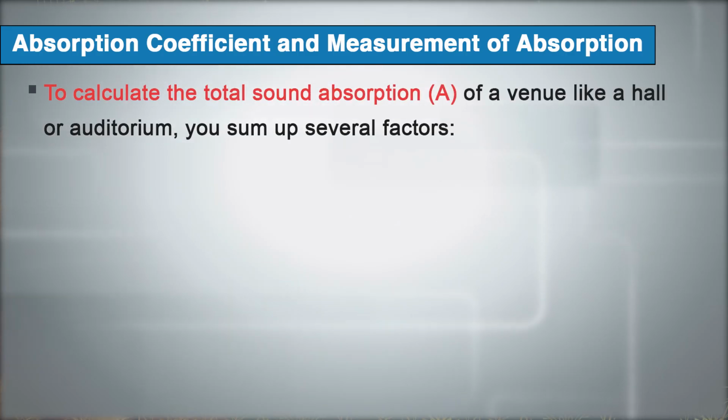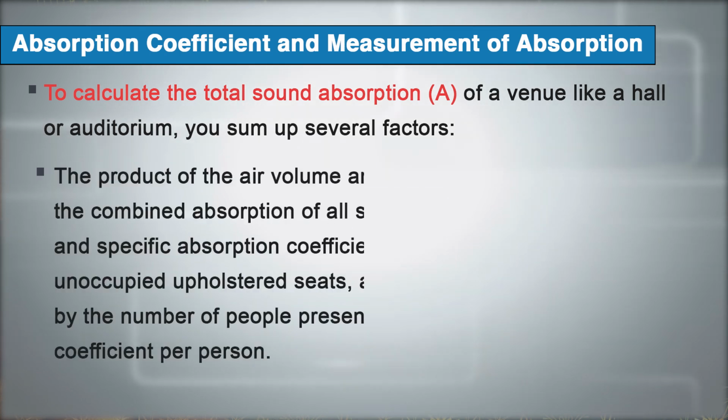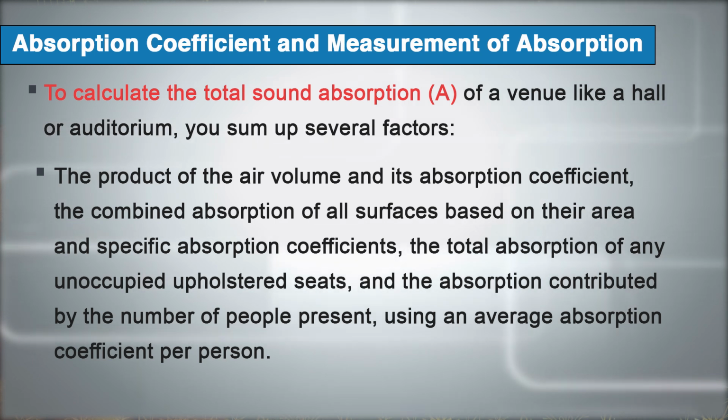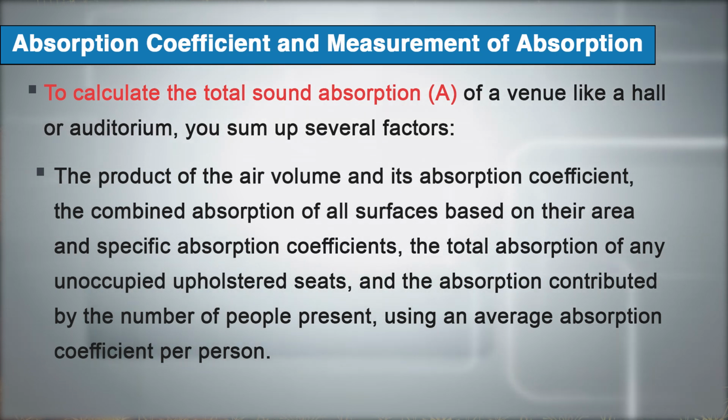The absorption of a surface is calculated by multiplying its area by its absorption coefficient, resulting in a value expressed in meter square Sabins. Now, to calculate the total sound absorption, that is A, of any venue like a hall or auditorium, you sum up several factors: the product of air volume and its absorption coefficient, the combined absorption of all surfaces based on their area and specific absorption coefficient, the total absorption of any unoccupied upholstered seats, and the absorption contributed by the number of people present using an average absorption coefficient per person.